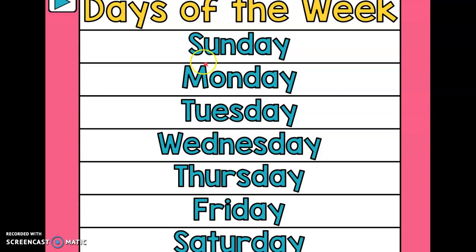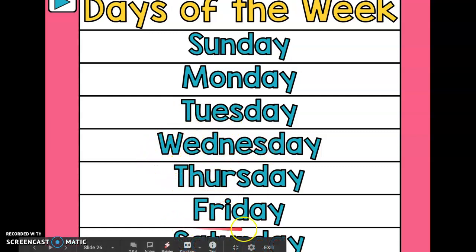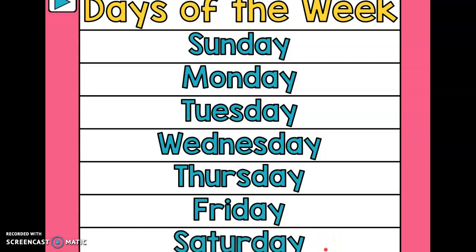Let's try that together. Ready? Days of the week, days of the week, days of the week, days of the week, days of the week. There's Sunday and there's Monday, there's Tuesday and there's Wednesday, there's Thursday and there's Friday, and then there's Saturday. Days of the week, days of the week, days of the week, days of the week, days of the week.